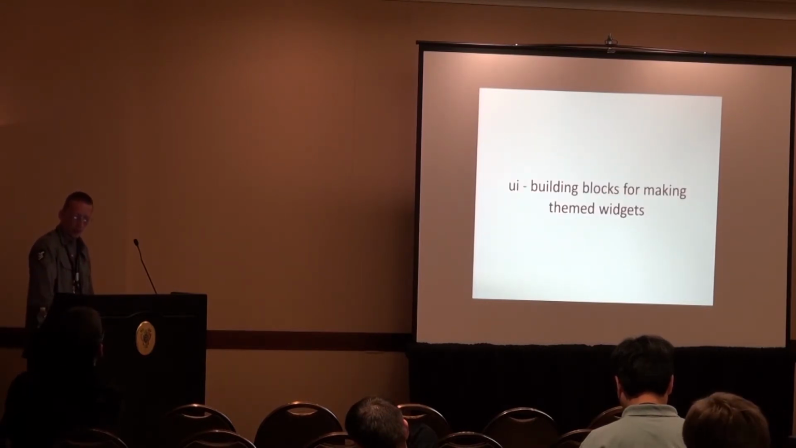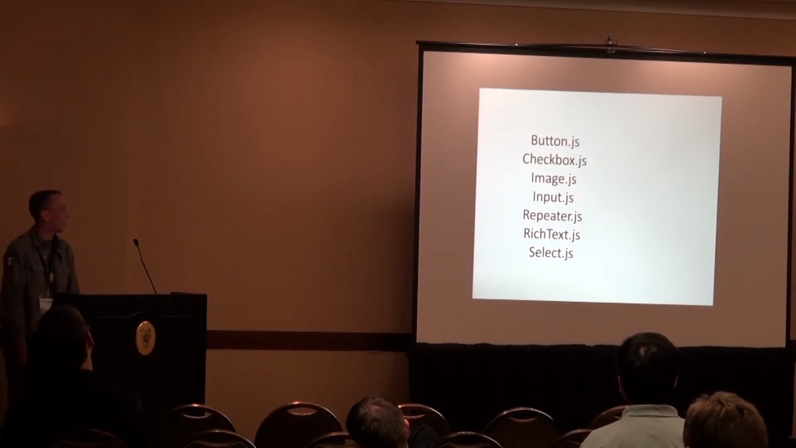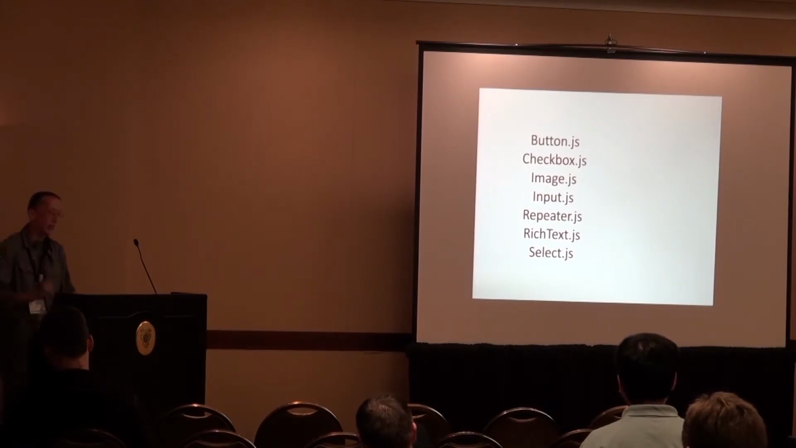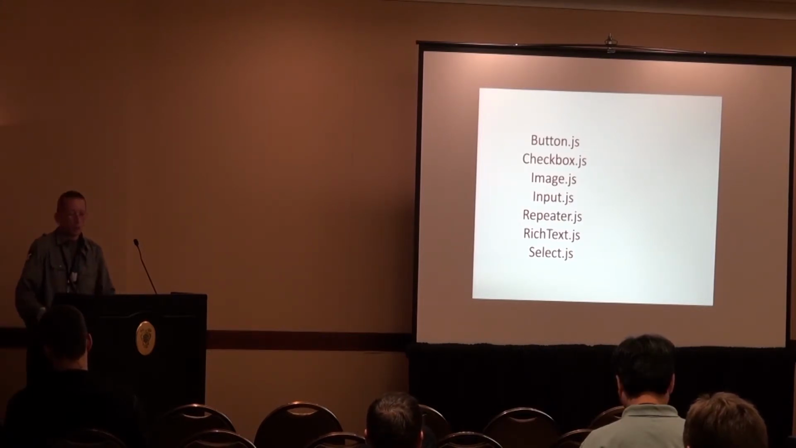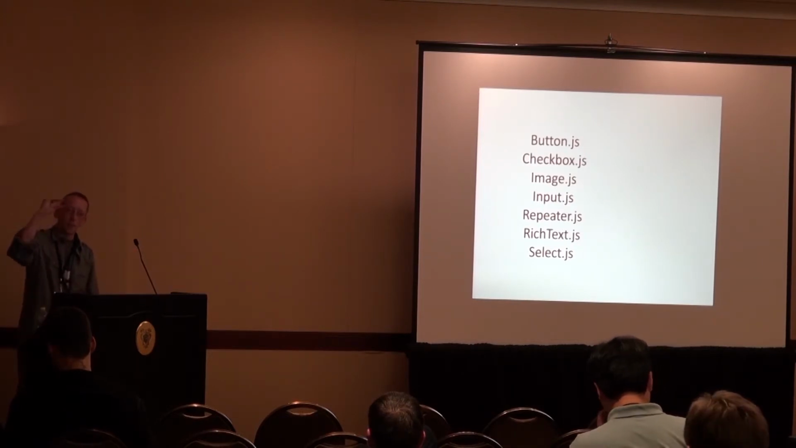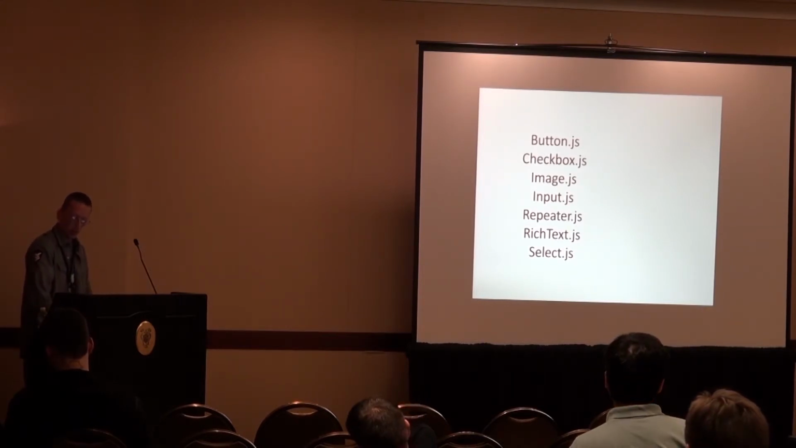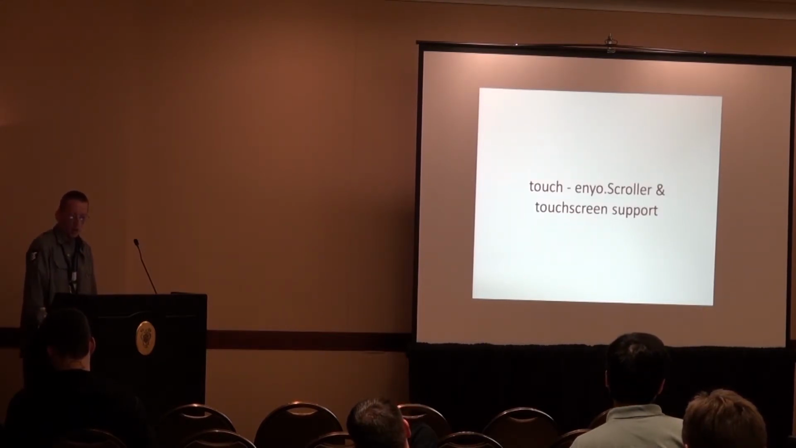All right, let's see. UI is another piece. So UI provides the basic things that you would imagine in any kind of web app: button, checkbox, image, input, repeater. Repeater is kind of interesting. It basically takes the control that you pass it and just repeats it over and over and over again. Select, excuse me. Touch is where we get our scroller and touchscreen support.